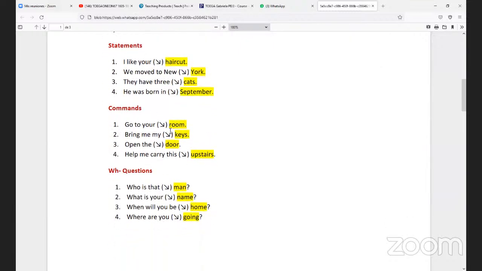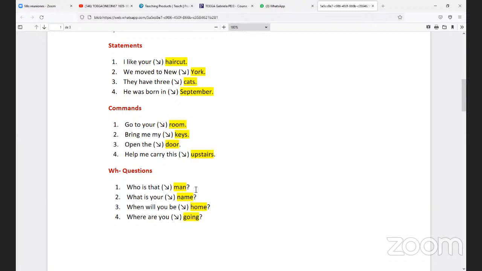When we say commands, for example, when we have to give some orders, go to your room, many people that are learning English used to use this last word in a rising way. Go to your room. That's really bad. Bring me my keys. So no, it's bad. Go to your room. Bring me my keys. Open the door. Help me carry these stairs, right? So always we use the falling intonation in the last words, okay?